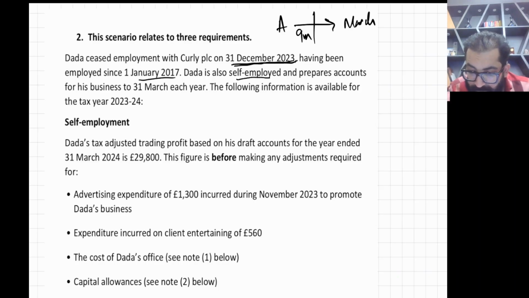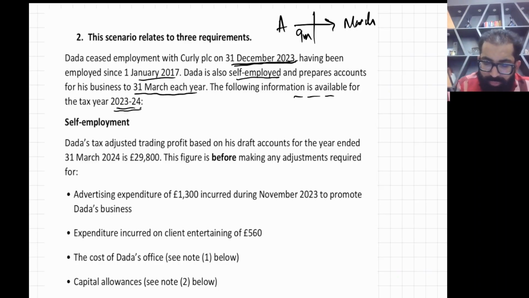Dada is also self-employed. He is a businessman also, and prepares accounts to 31st March, very simple, each year. So the accounting period is the same as the fiscal year, 1st April to 31st March. The following information is available for the tax year 23-24. So let's first start with self-employment.